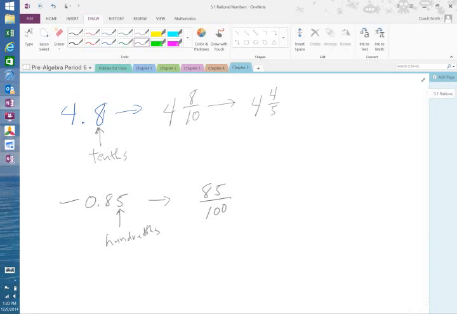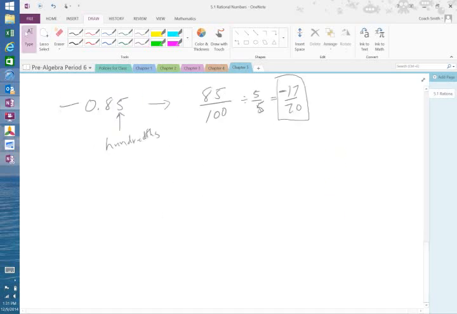What can I reduce it by? Reduce it by 5, and that's 17 over 20. Now, it started out negative, so it ends up negative 17 over 20. And that would be negative 0.85 as a fraction.